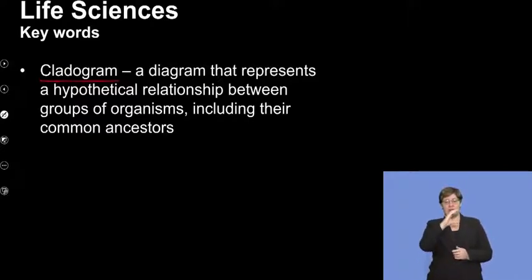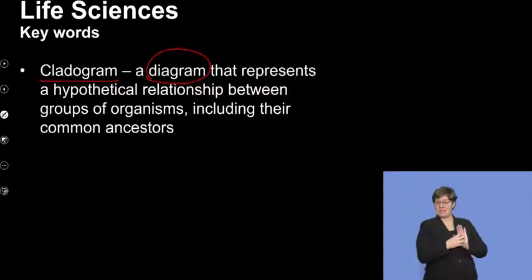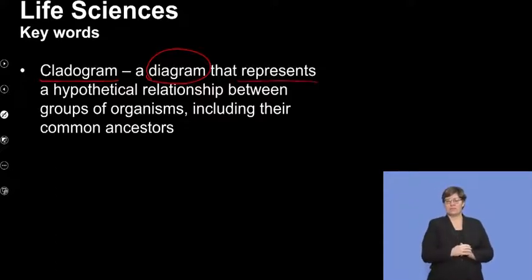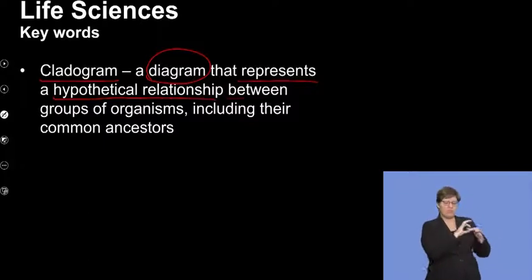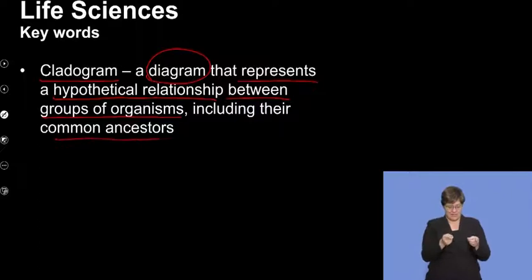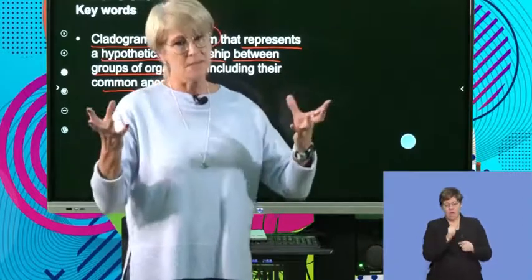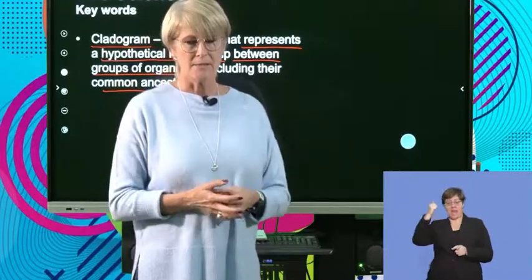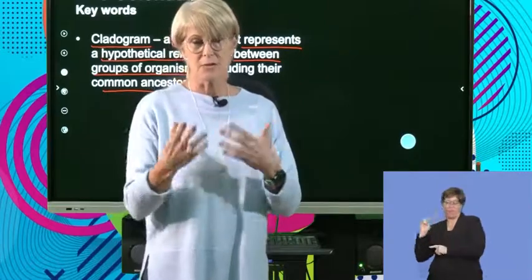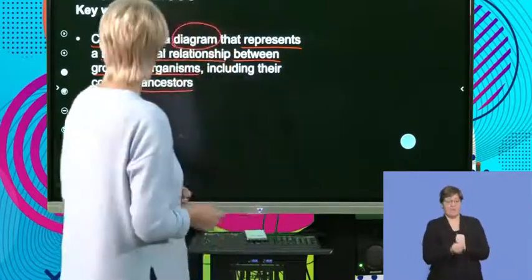Then we're going to have a look at the cladogram. It's a diagram, one of our evolutionary diagrams, and it represents hypothetical or theoretical relationships between groups of organisms and their common ancestor. So we can see how many species have a common ancestor, and we look at the evolution of these organisms as it occurred over time.